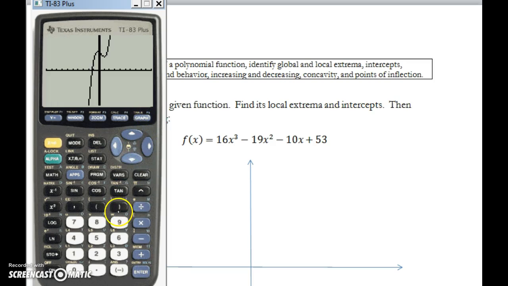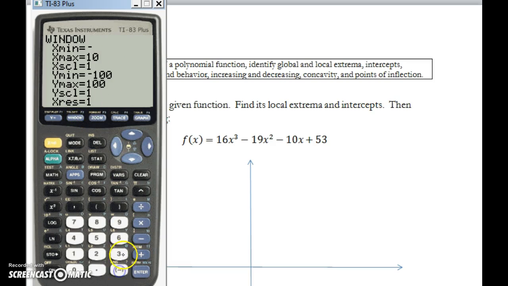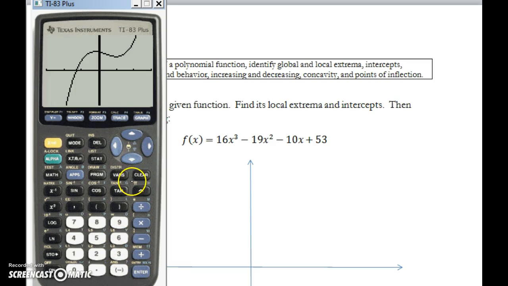Oh, that is a much better graph. We can see all of it. Notice that there's a lot of empty space to the left and to the right of the graph. So maybe I will sketch my graph from -3 on the x up to +3 on the x so that we can see more of it in our window. So -3 to +3 and hit graph. Okay, that looks like a decent graph.